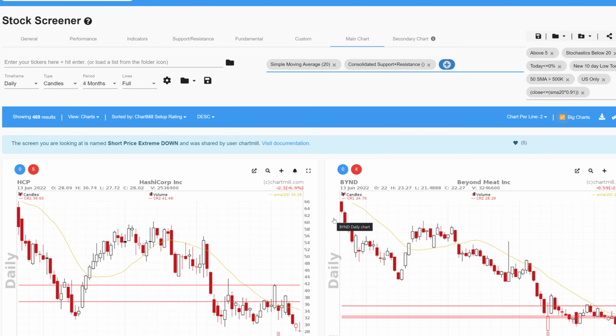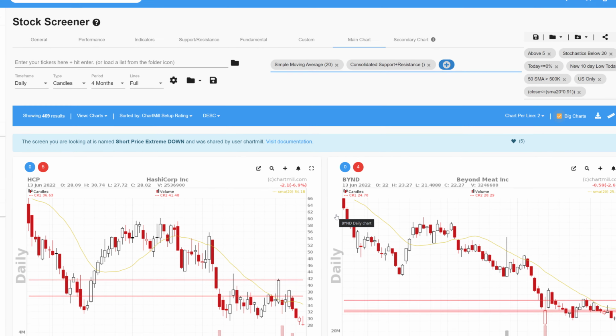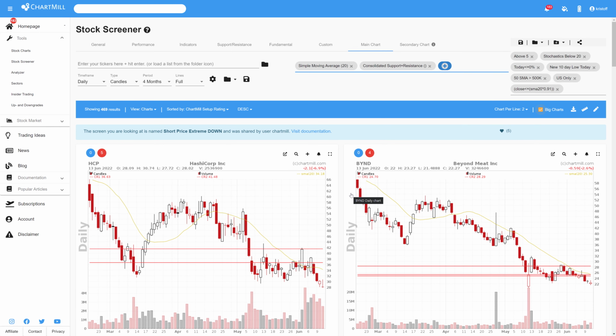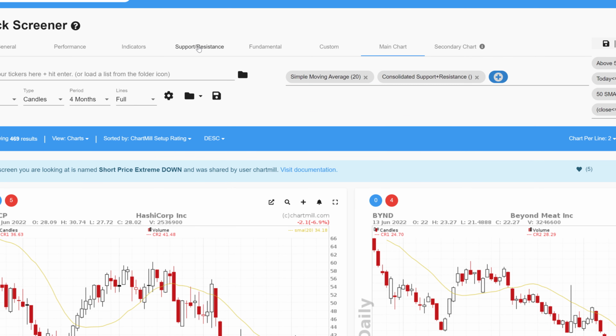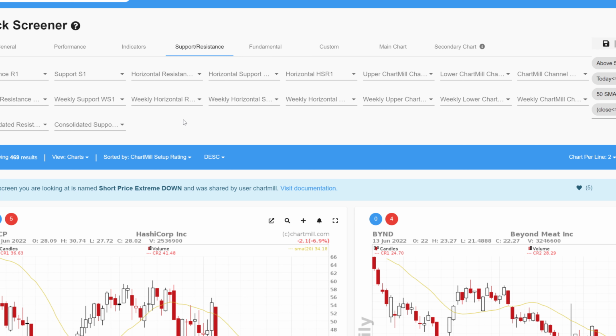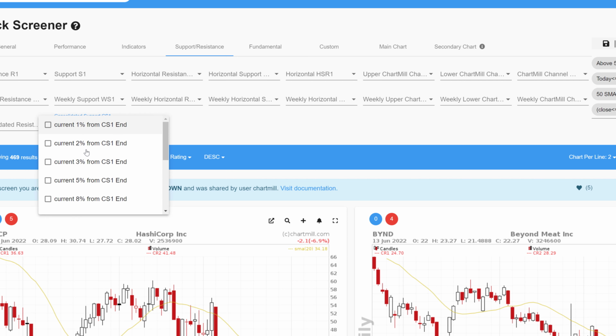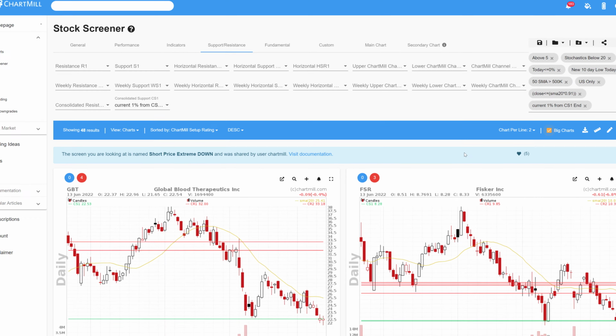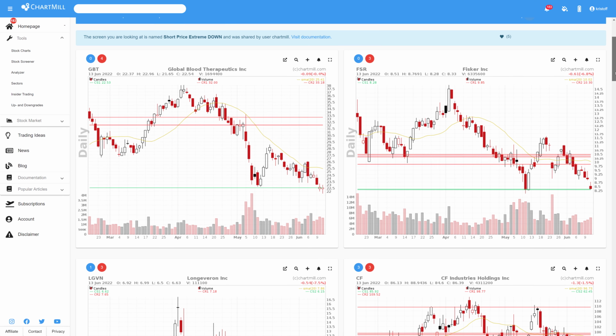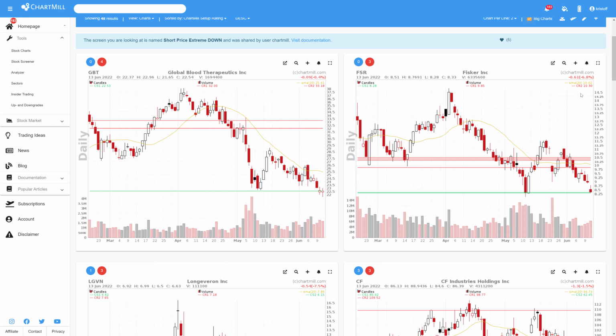So ChartMill is able to identify automatically the most important horizontal support and resistance zones. And they are drawn onto the charts, as you can see over here. Next thing to do is to hit the support and resistance tab, and I'm going to specify that I only want to see the stocks where price is very close to the nearest support line identified by ChartMill. So consolidated support, current price 1% from the consolidated support line. And now I have retained only those stocks which are very close to a significant support level.